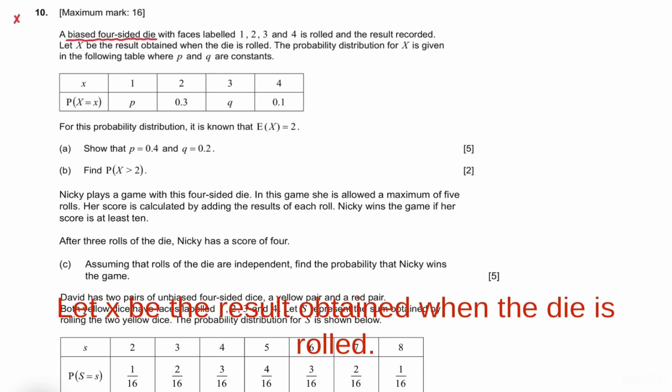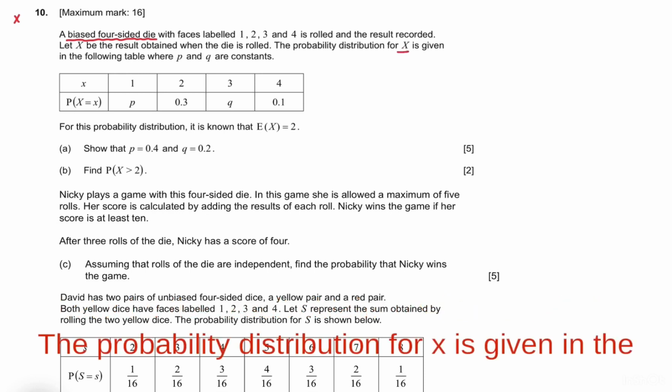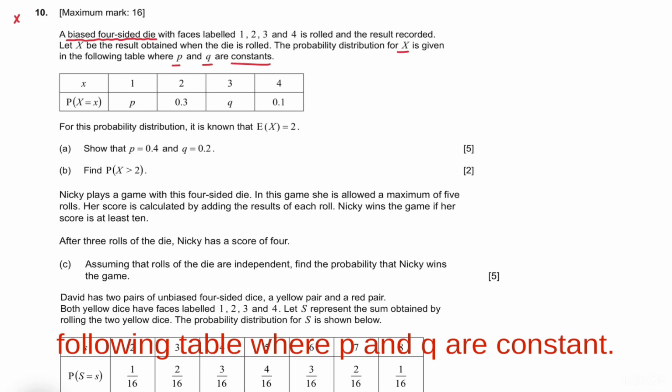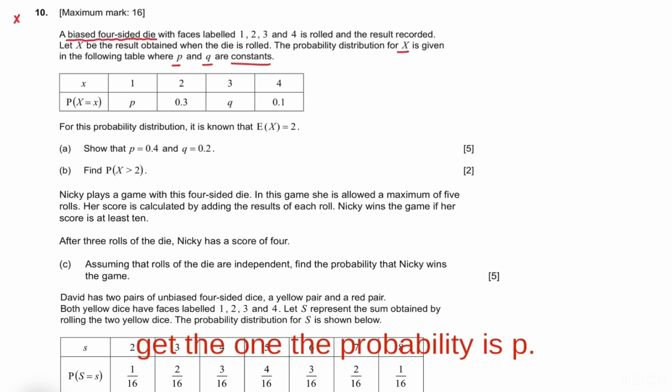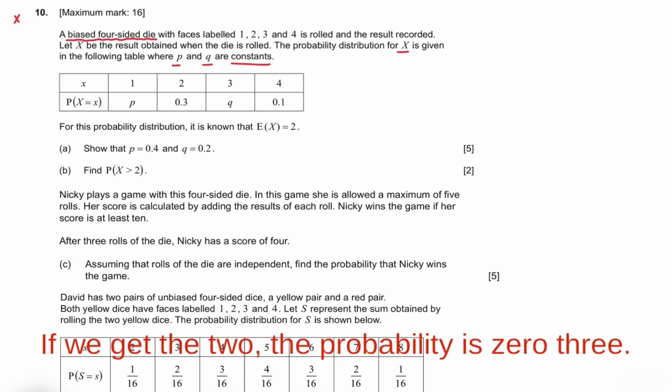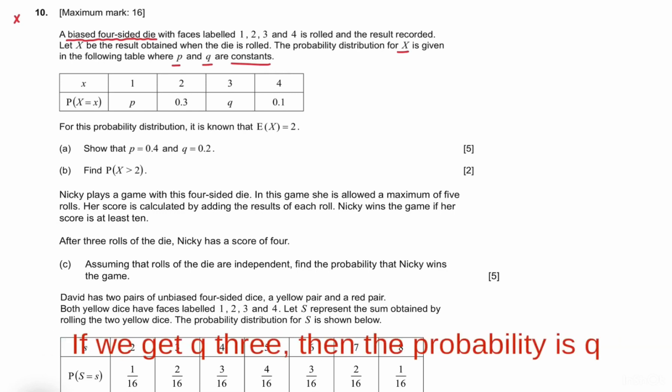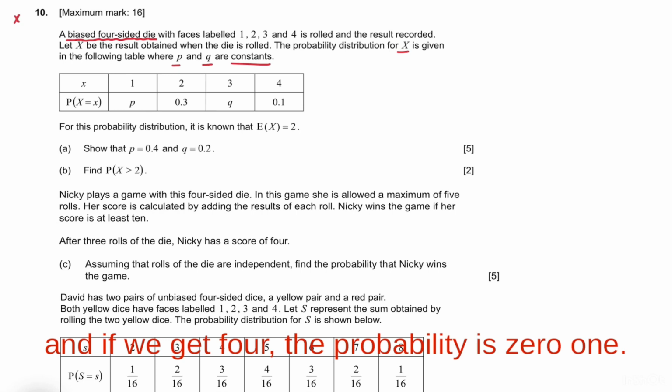The probability varies with the number rolled, and the result is recorded. Let x be the result obtained when the die is rolled. The probability distribution for x is given in the following table, where p and q are constants. If we get 1, the probability is p. If we get 2, the probability is 0.3. If we get 3, the probability is q. And if we get 4, the probability is 0.1.